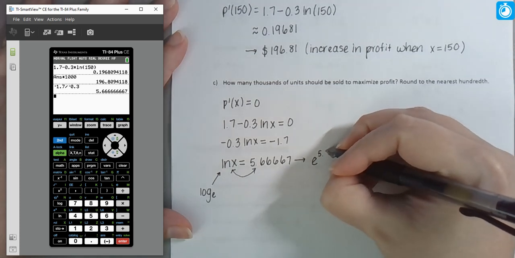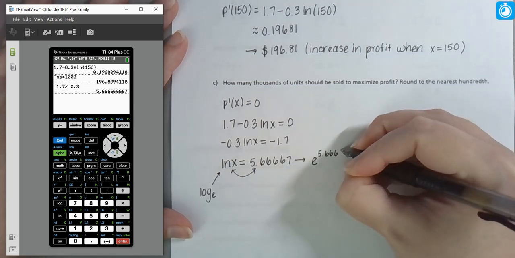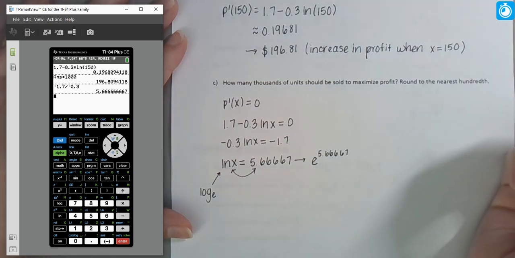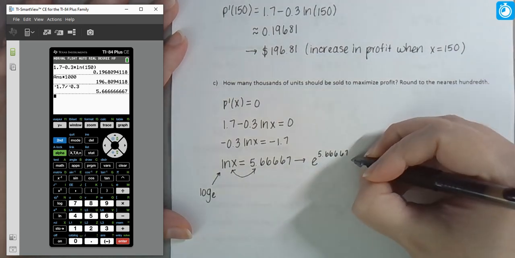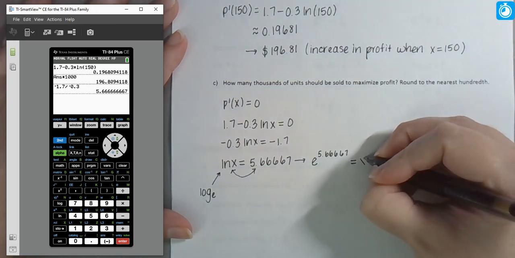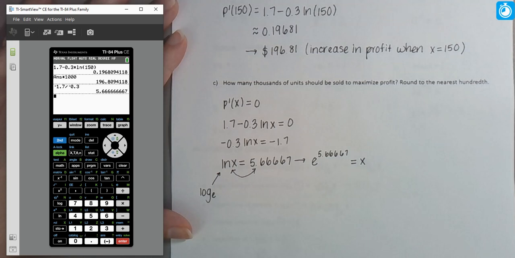So e to the 5.66667, the number we have in the calculator right now, is going to be equal to x. So that represents x. So e to that power is our value that we want. So there's our e, second and natural log.